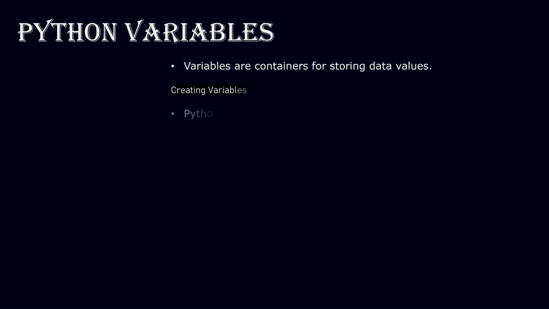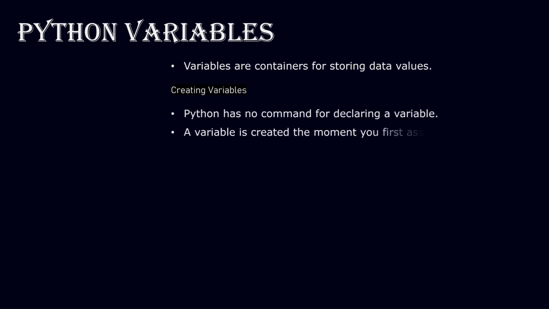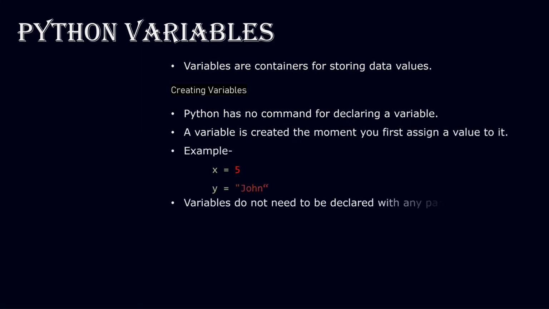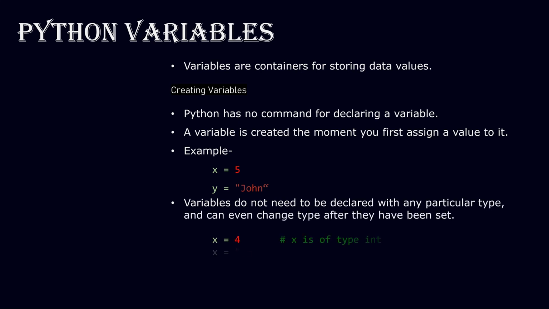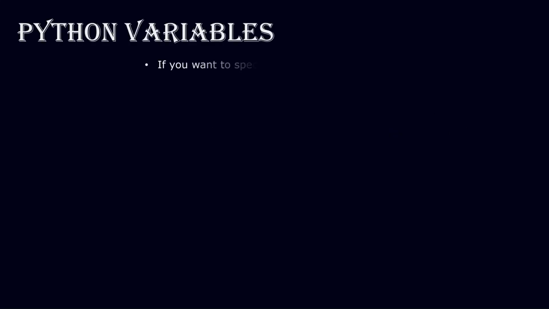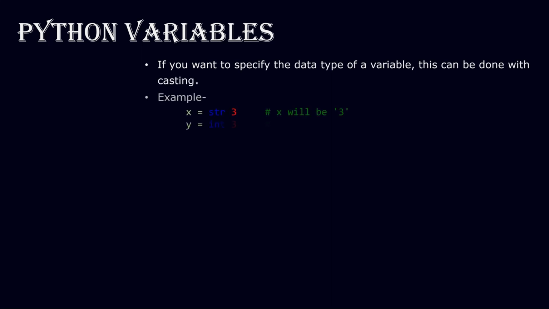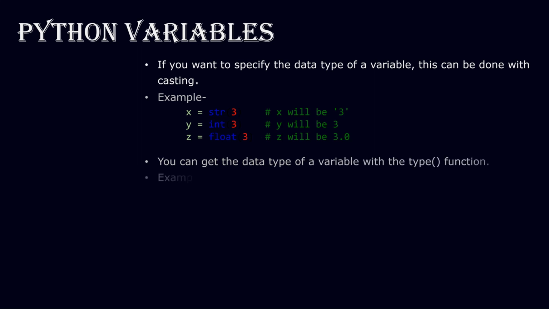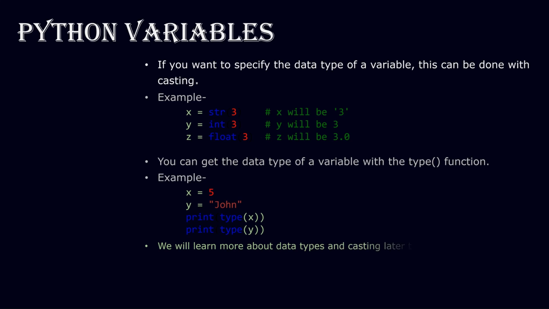Python variables are containers for storing data values. Creating variables. Python has no command for declaring a variable. A variable is created the moment you assign a value to it. Variables do not need to be declared with any particular type and can even change type after they have been set. If you want to specify the data type of a variable, this can be done with casting. You can get the data type of a variable with the type function. We will learn more about data types and casting in a later tutorial.